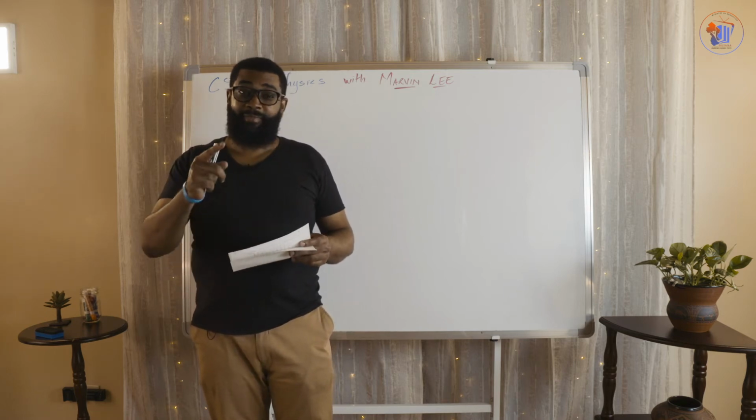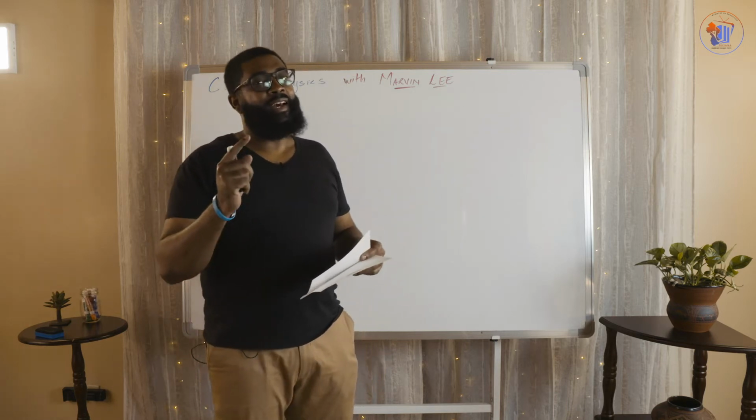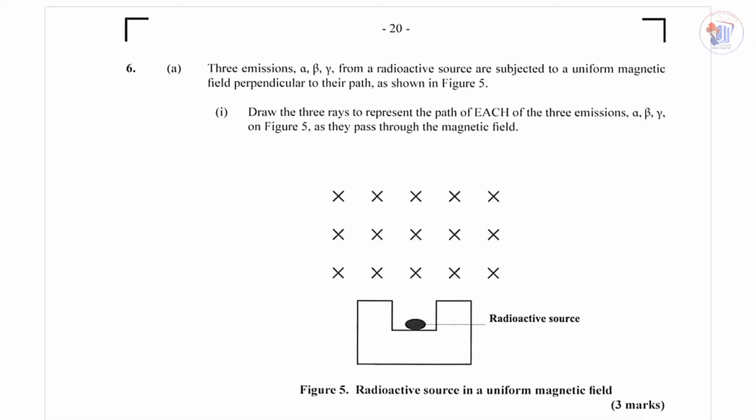Now, I'll read from my printout of question 6, and hopefully you can follow along. So, question 6A, it says, 3 emissions, alpha, beta, and gamma, from a radioactive source are subjected to a uniform magnetic field perpendicular to their path, as shown in figure 5. Draw the 3 rays to represent the path of each of the 3 emissions, alpha, beta, and gamma, on figure 5 as they pass through the magnetic field. So, let me quickly sketch the diagram.